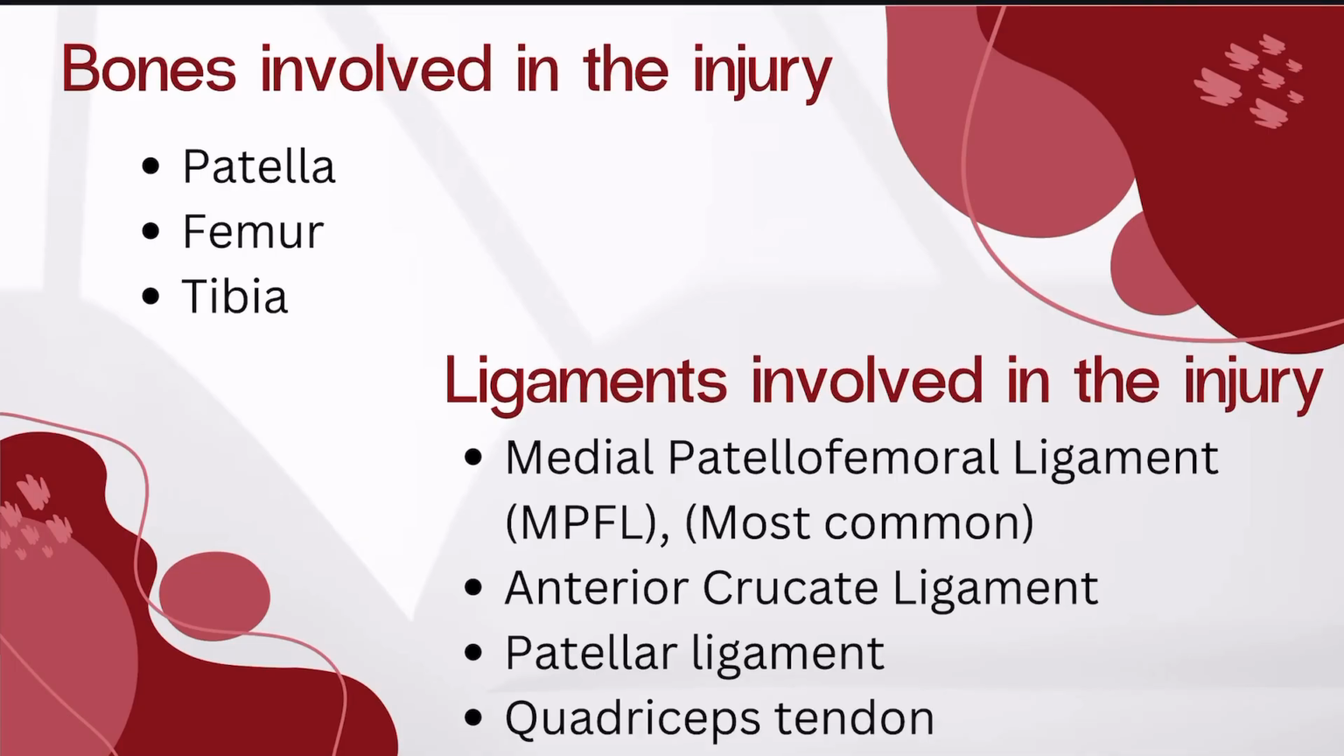So those are, as previously described, the patella, which is the one that moves out of the trochlear groove at the knee joint, and then the femur and tibia, the two bones that join to create that knee joint. The ligaments involved in the injury, most often it is the medial patellofemoral ligament, the MPFL, which is the ligament that can be torn or stretched during this type of dislocation.